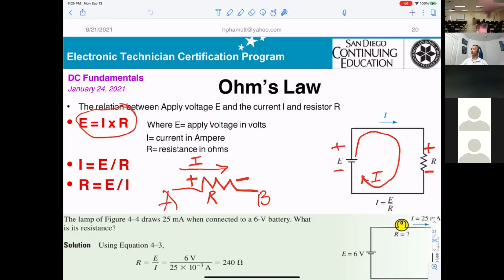Okay? And in this formula, E must be in volt, I must be in ampere, R must be in ohm. That's the basic. Okay.